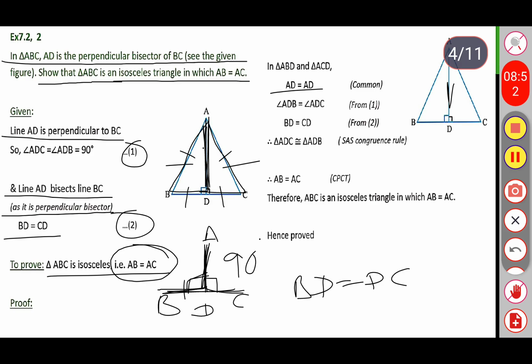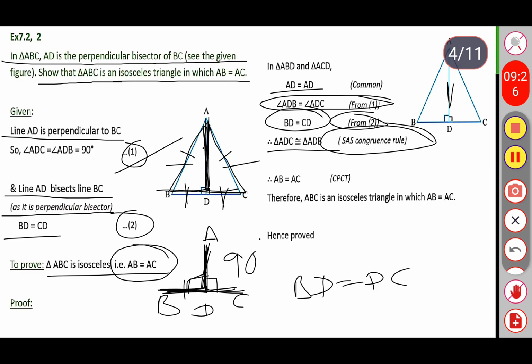Next one, angle ADB is equal to ADC. Each angle is 90 degrees. We already proved in equation 1 here, right? And next one, BD is equal to CD, because here AD is the perpendicular bisector of BC. So consider that one as equation 2. We already proved in the previous statement, right? Therefore triangle ADC is congruent to triangle ADB, by using the congruence criteria SAS.